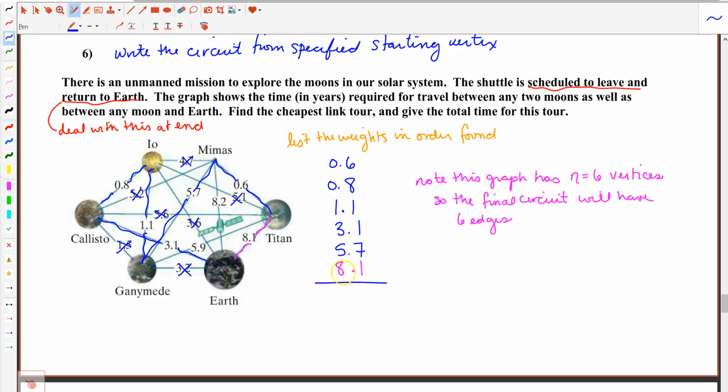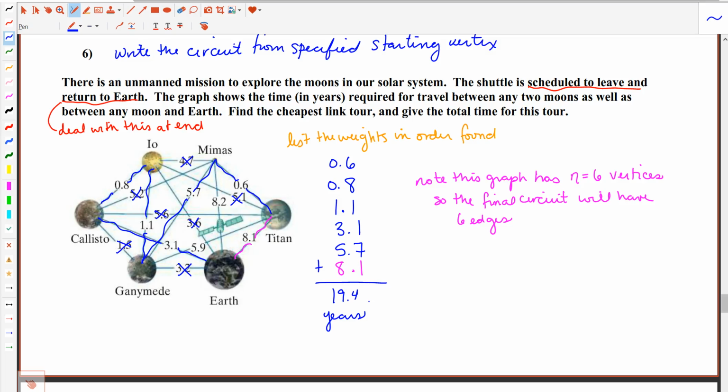Let's go ahead and find the overall weight for this circuit. So adding up all these numbers, we get an overall weight of 19.4, and this would be years, would be my units. So I'm not tracking money. Again, in this problem, I'm tracking time.